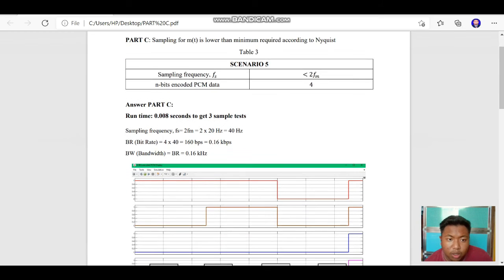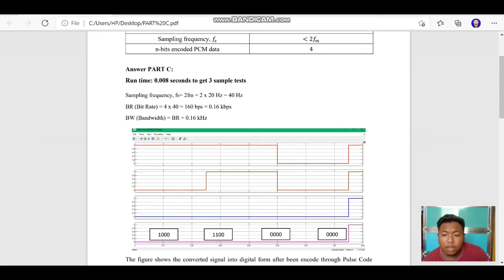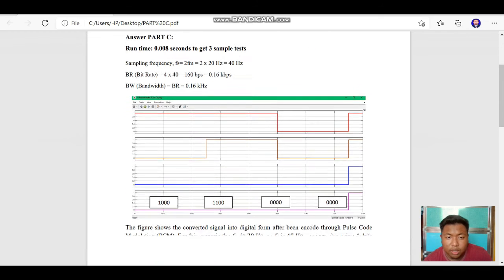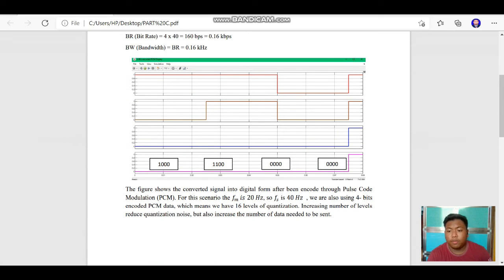So first, we will go to the parameters that we use. The sampling frequency is Fs equal to 2fm. So for the sampling frequency, we have 40 Hz, the bit rate is 0.16 kilobytes per second, and the bandwidth is 0.16 kilohertz.